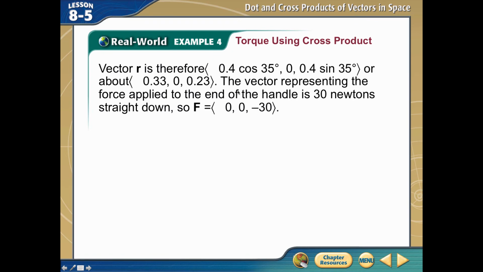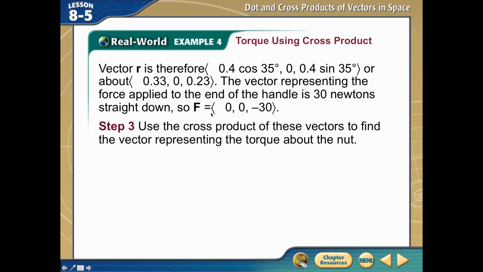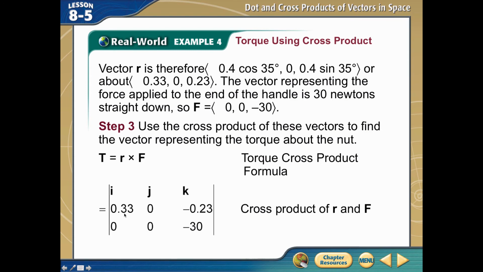So the vector for the wrench is the distance cosine 35, the distance sine 35, and they simplified it here. And then the force vector 0, 0, negative 30. So 30 newtons and what is that, 0.4 meters, I think. So to set up the cross product, torque is the radius cross the force. You have to do it in this order, otherwise you're not going to end up with the right answer. So IJK, radius, and force.